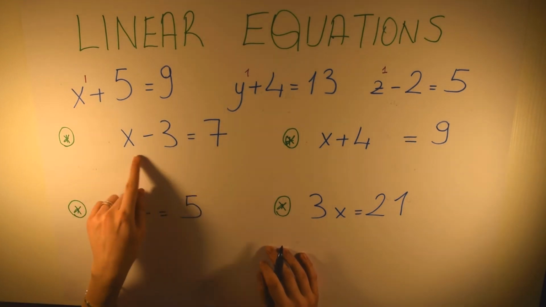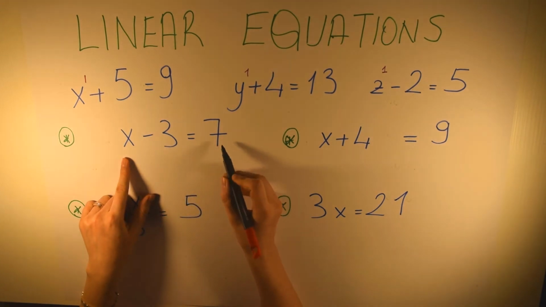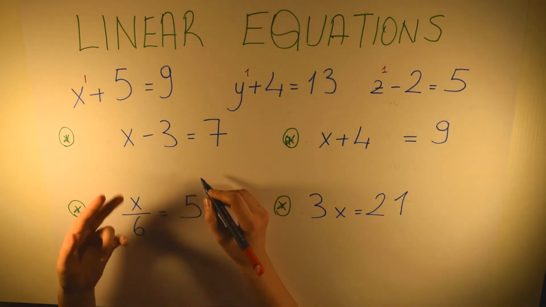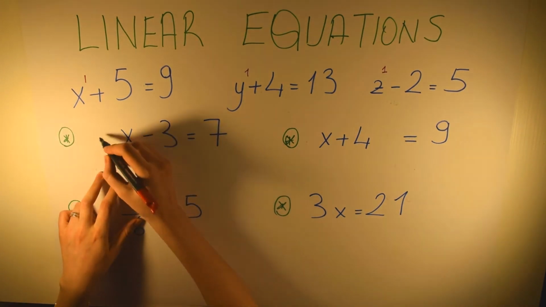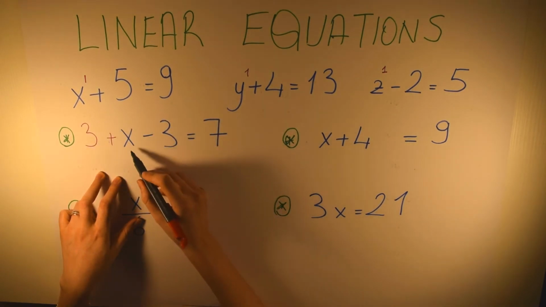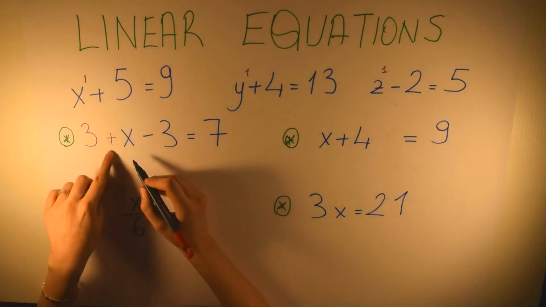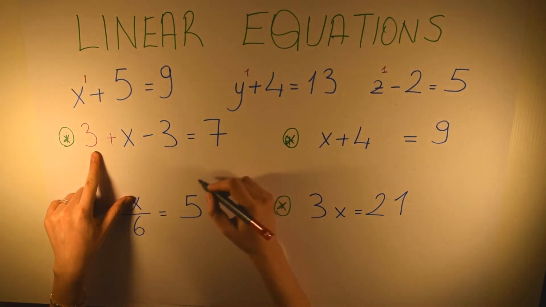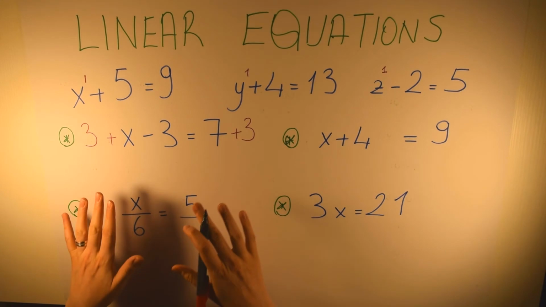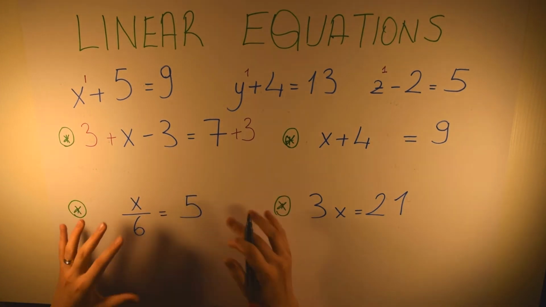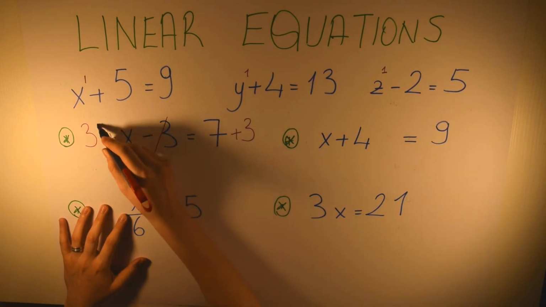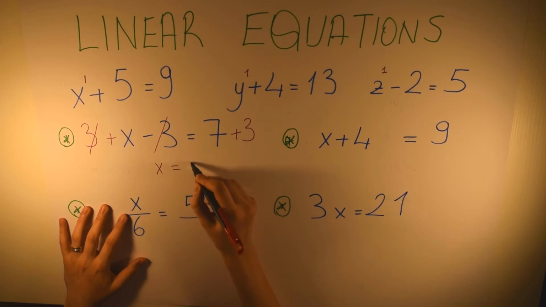For example, here we have x minus 3 is equal to 7. So to leave this x alone, what we should do, we should add 3, right? If I add 3 here, these will cancel out each other and I will only get x. But when I add 3 here, I also have to add 3 here. These equations behave like a balance. Don't forget it. So these cancel out, and here x is equal to 10.